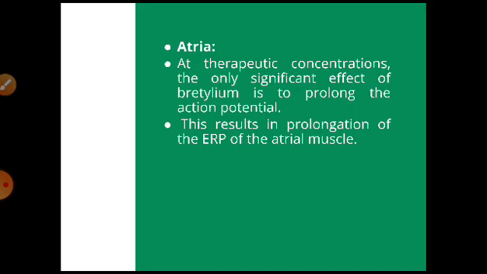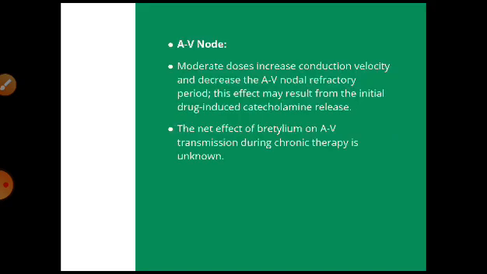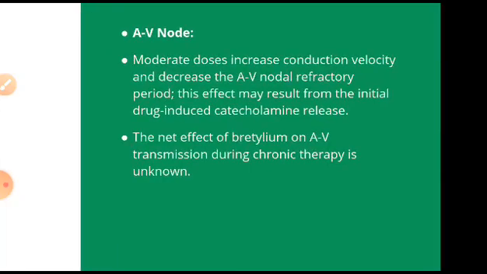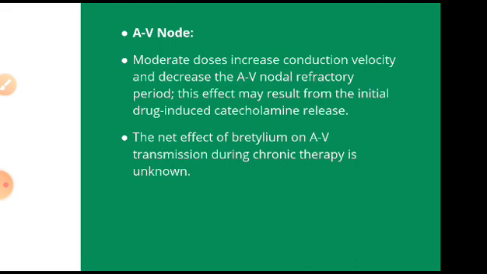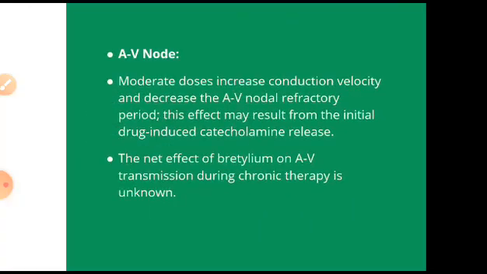The result is prolongation of the ERP of the atrial muscle. AV node, moderate doses increase conduction velocity and decrease the AV node refractory period. This effect may result from the initial drug-induced catecholamine release. The net effect of Bretylium on AV transmission during chronic therapy is unknown.